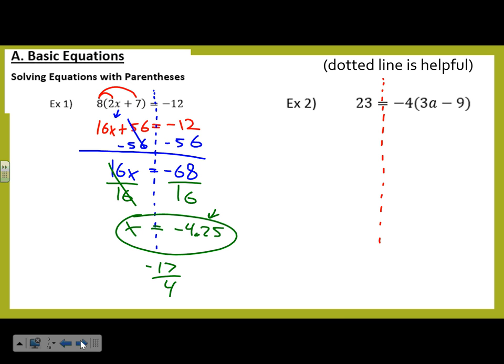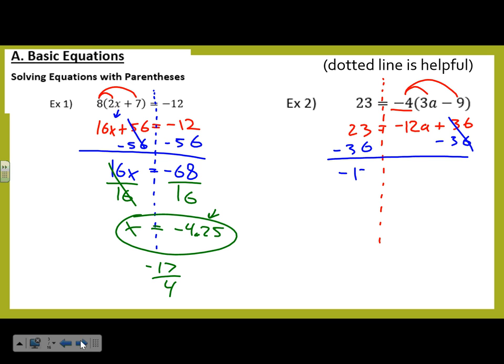So just like the other lesson, when you have a minus 4, that means you are distributing negative. So 23 is equal to negative 12a plus 36. And just like the last one, subtract 36. Again, from this point, you guys should be pretty familiar with this. Negative 13 is equal to negative 12a. And lastly, divide by negative 12.